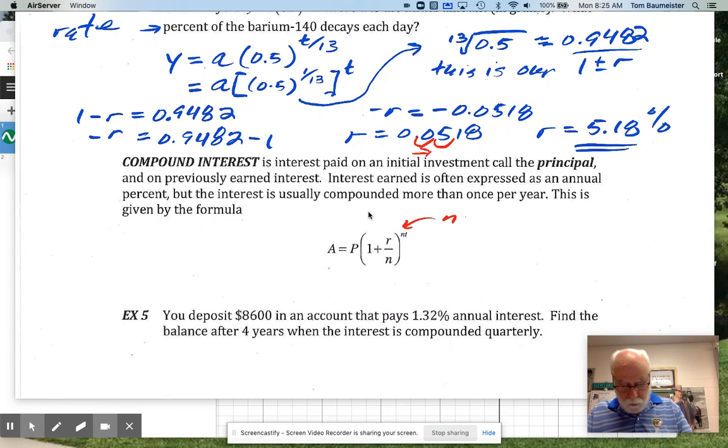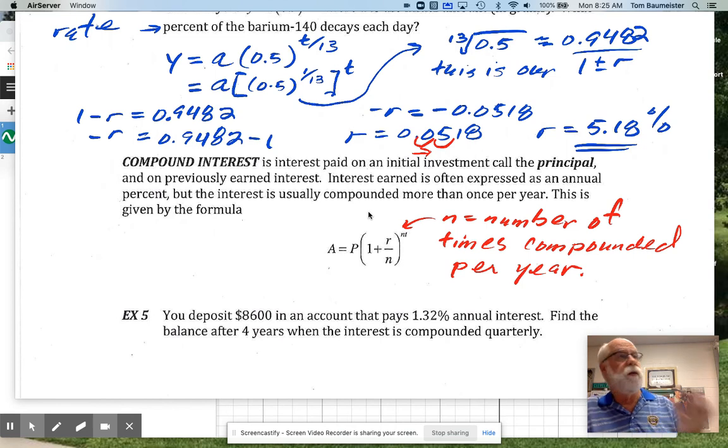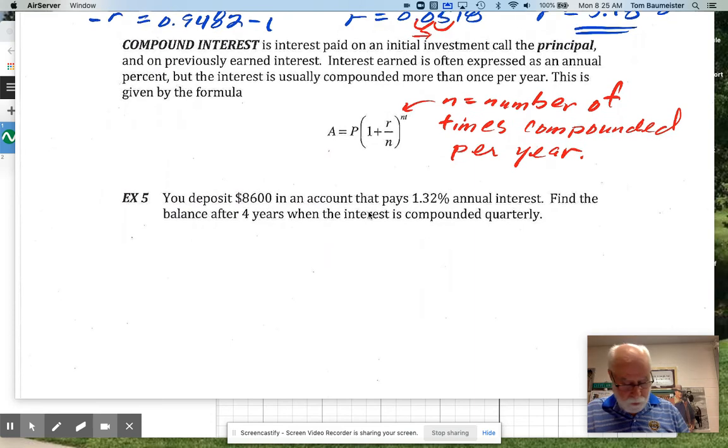So on here, okay, N is equal to the number of times compounded per year. Okay, so if it's semi-annually, that would be 2, so our N would equal 2. If it was quarterly, it would be 4. If it was monthly, it would be 12, and so on and so on. We're going to talk about that a little more tomorrow, I believe.